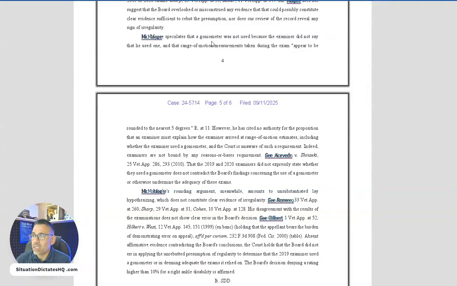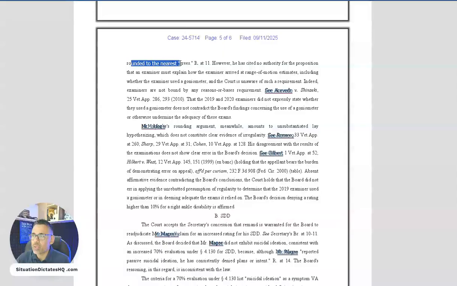The veteran is stating that this goniometer was not used because the examiner did not say that he used one, and that range of motion measures taken during the exam appeared to be rounded to the nearest 5 degrees. However, he has cited no authority for the presumption that the examiner must explain how the examiner arrived at range of motion estimates, including whether the examiner used a goniometer, and the court is unaware of such a requirement. Indeed, examiners are not bound by any reasons or bases requirement.